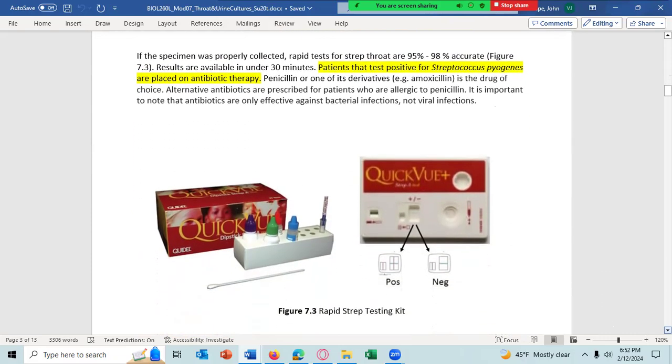Patients that test positive for Streptococcus pyogenes are placed on antibiotic therapy. The reason is that patients generally cannot throw off a Streptococcus pyogenes infection. Streptococcus pyogenes has a capsule around them, and that helps protect the cell from the immune system. Particularly, it does protect the cells from phagocytosis, meaning the white blood cells cannot engulf the Streptococcus pyogenes cells and then destroy them.